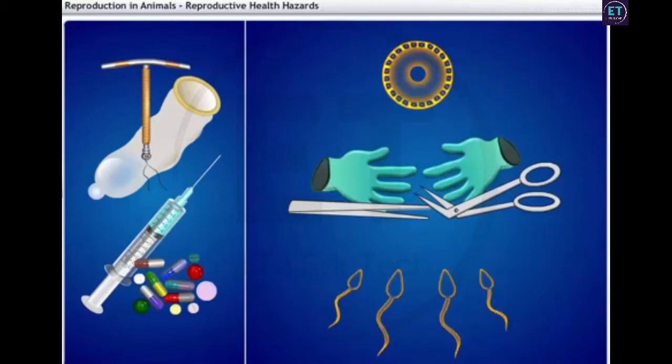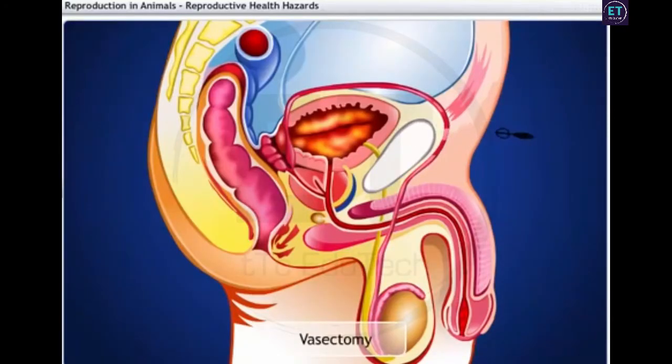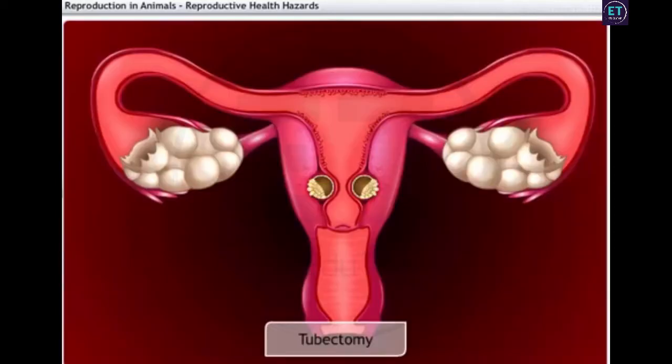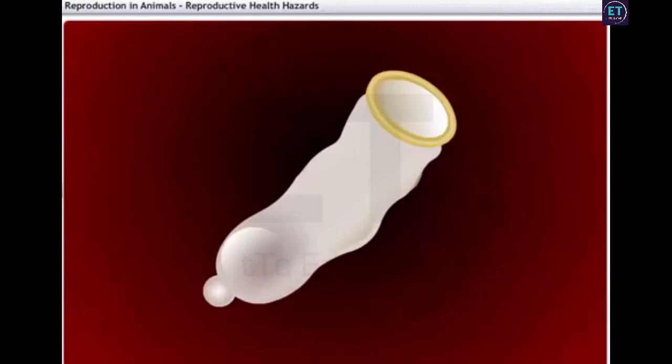Apart from contraceptives, surgical methods can also be used to create blocks in the man and the woman and to prevent the transfer of sperm and egg cells. In males, the vas deferens is blocked to prevent the passage of sperm. In females, the oviduct is blocked to prevent the passage of eggs. These methods have side effects too. Hence, it is better to use a condom.